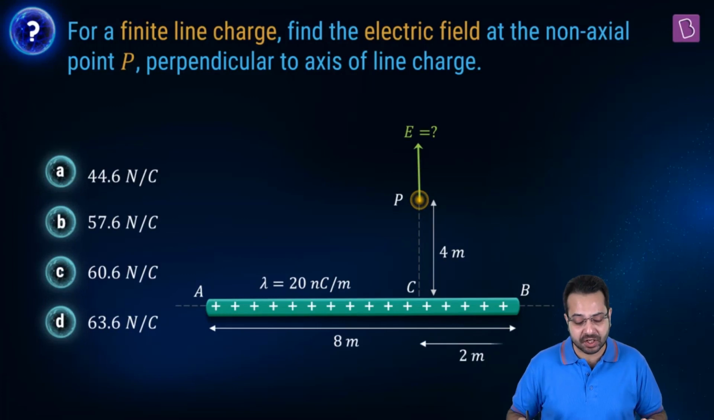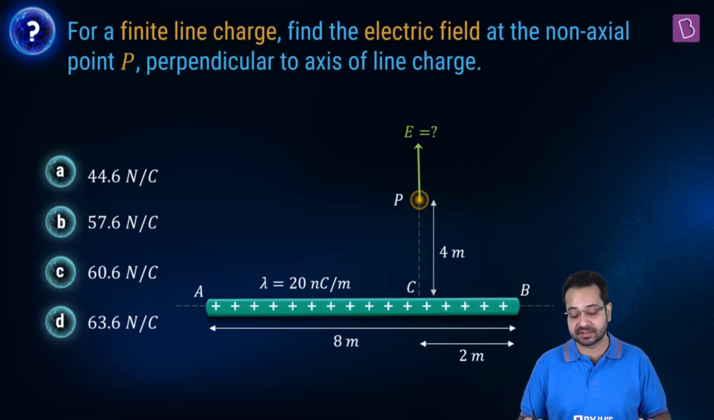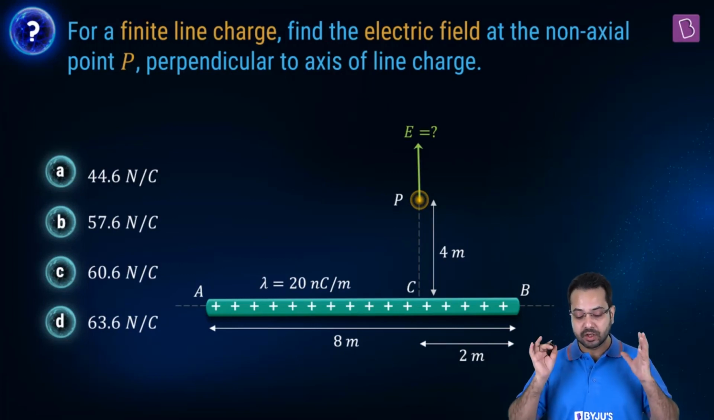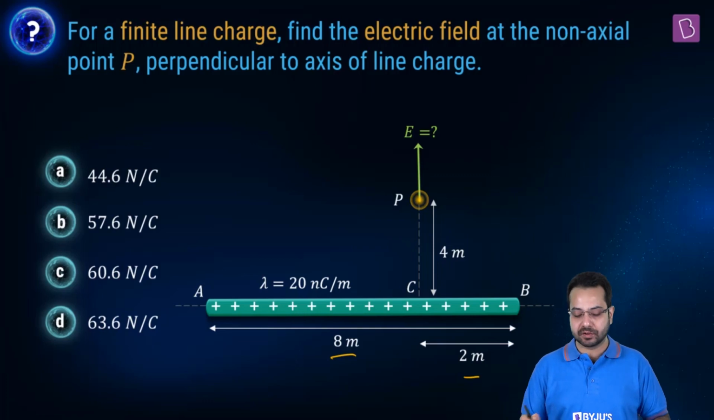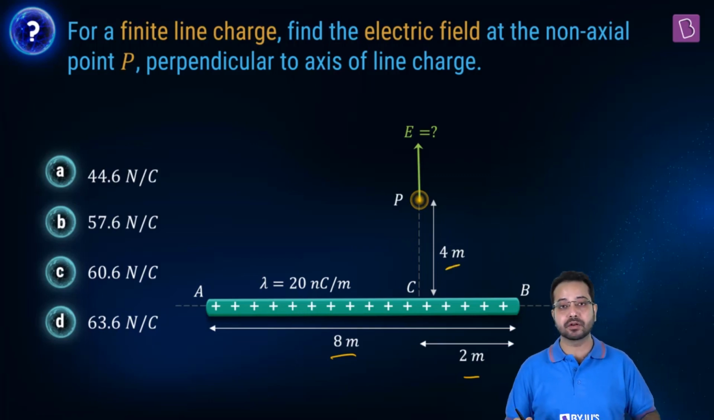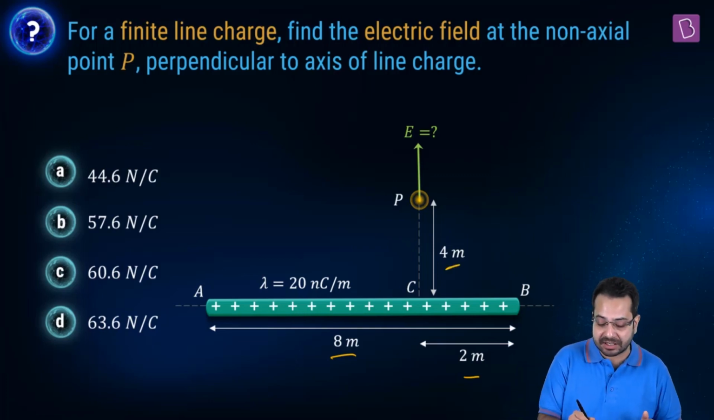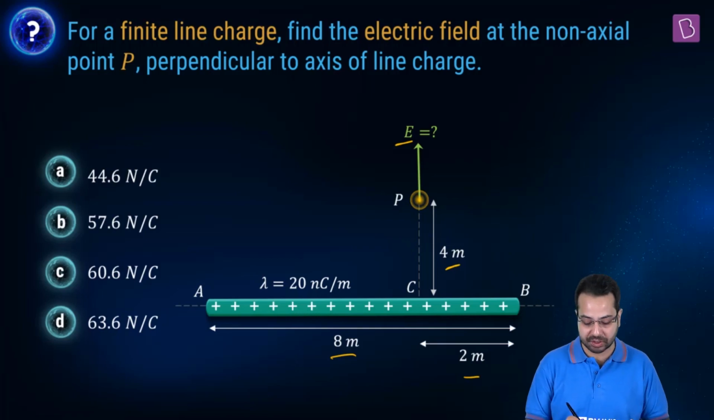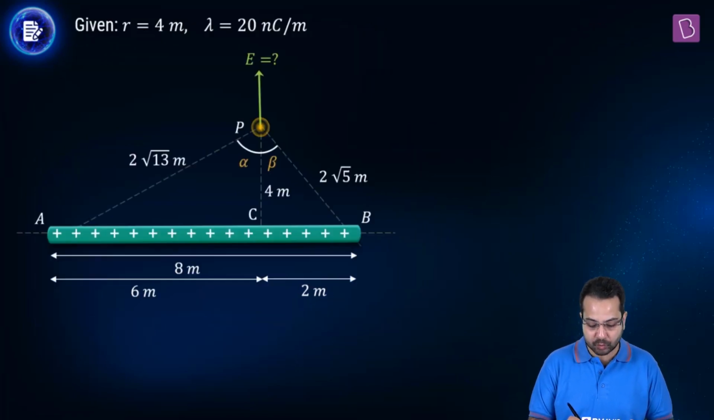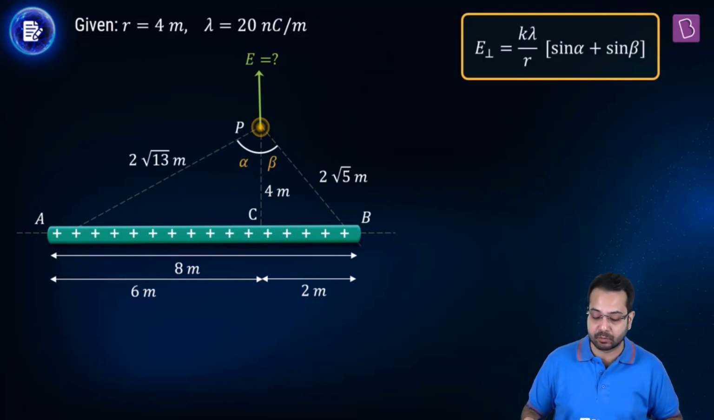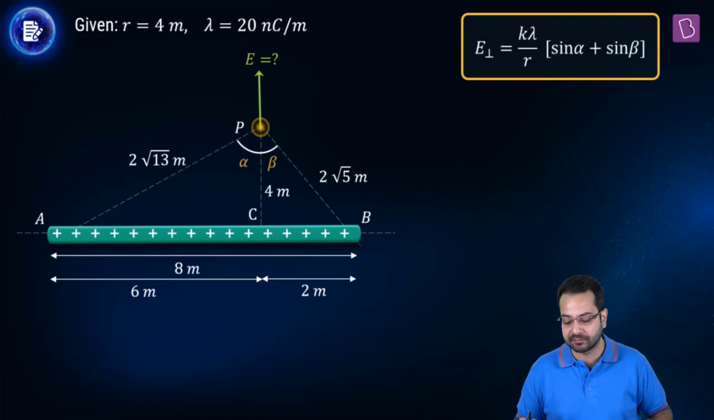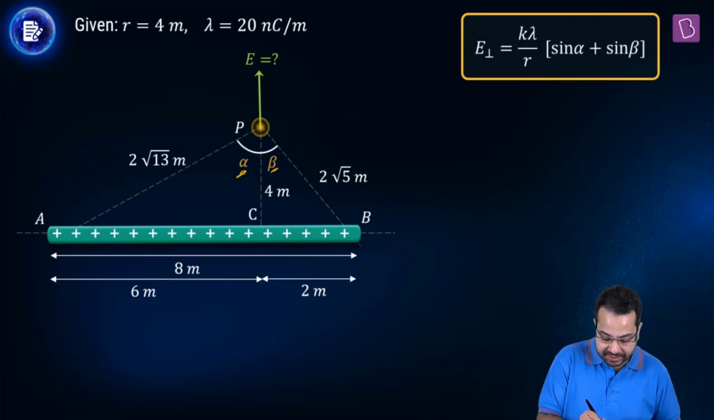For a finite line charge, find the electric field at the non-axial point P perpendicular to the axis of this charge. Okay, so line charge, this length is 8 meter, length BC is 2 meter, this perpendicular length is 4 meter. We have to calculate the electric field in the perpendicular direction only. Okay, so if we have to do that, obviously the formula we're going to use is E perpendicular is equal to K lambda by R into sine alpha plus sine beta. Okay. Now this angle is alpha, this angle is beta.